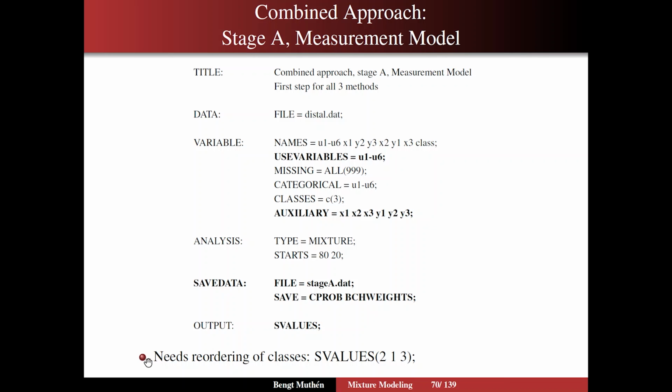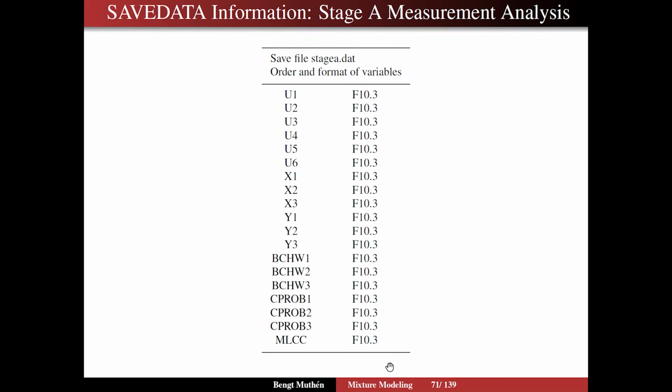As an aside, in this run, we need to reorder the classes because they come out in a different order relative to other runs that we do, to be able to compare the results easily. So we do an S values reordering of the classes. The second class in the run here should be the first, etc. So the save data information now is all of the latent class indicators, all of the x's and y's, the BCH weights, and the C probs, and the most likely class that 3-step needs.